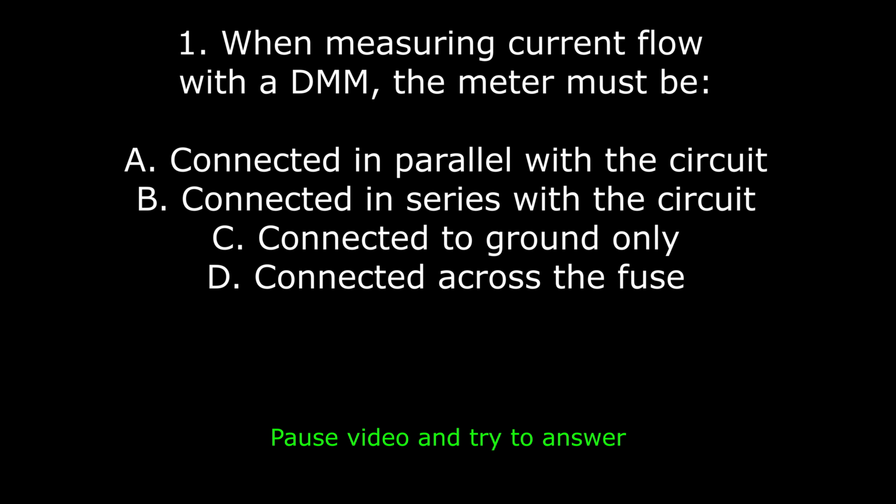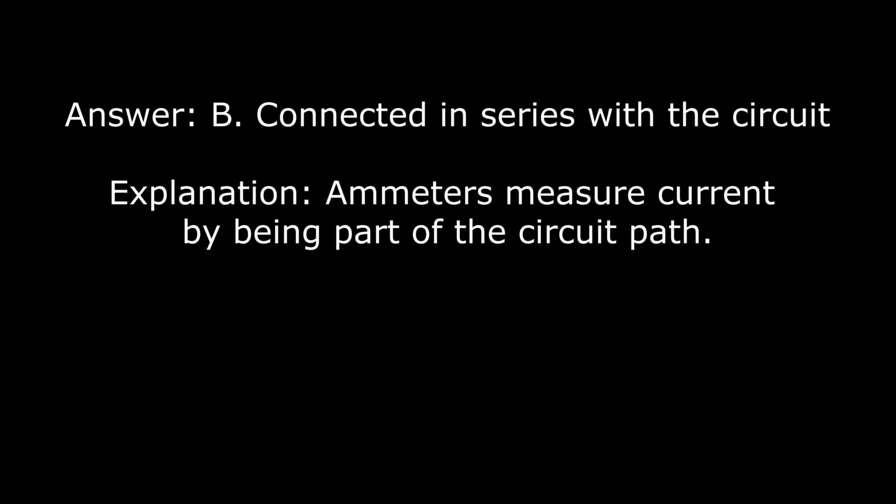1. When measuring current flow with a DMM, the meter must be: A. Connected in parallel with the circuit. B. Connected in series with the circuit. C. Connected to ground only. D. Connected across the fuse. Answer: B. Connected in series with the circuit. Explanation: ammeters measure current by being part of the circuit path.